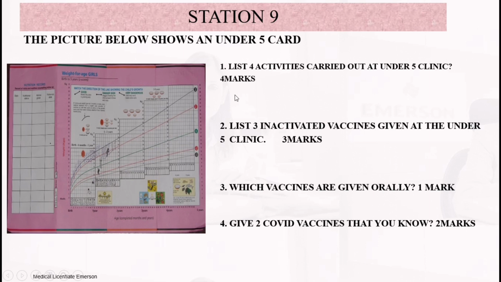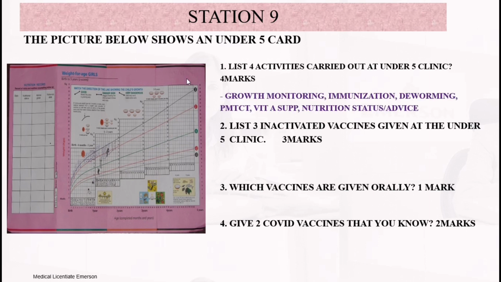So okay, the answers are, there are a lot of activities, so just choose what you remember. So there's growth monitoring, immunization, deworming, prevention of mother-to-child transmission, vitamin A supplementation, nutritional status or advice. That's what I could manage to write. So make sure you write in your own order, because they just wanted four.